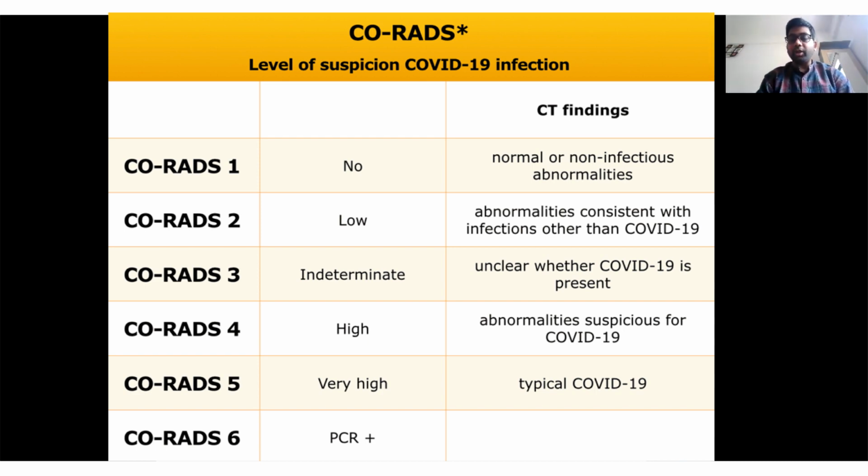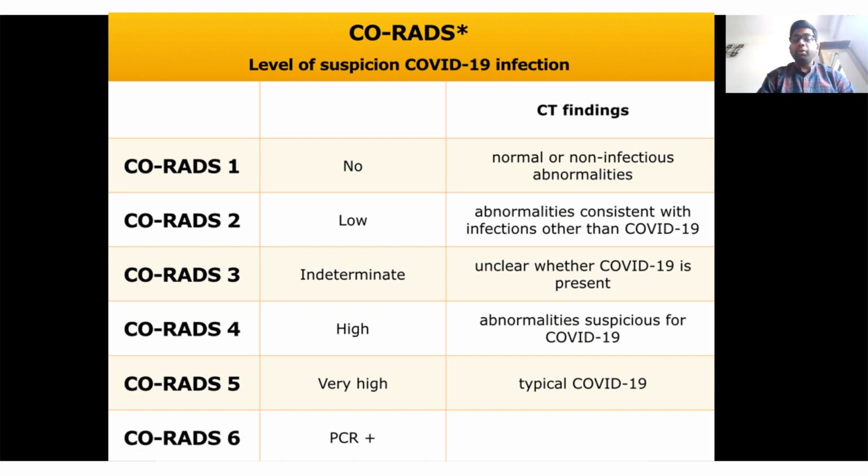When the report says CORADS 2, it means that there is some abnormality, but it is not associated with COVID-19. It is probably due to some bacterial pneumonia or some other viral pneumonia. It is highly unlikely to be COVID-19. When it is CORADS 3, it is indeterminate. Also, it is very unlikely to have this COVID-19 infection, but there is definitely some pneumonia present.